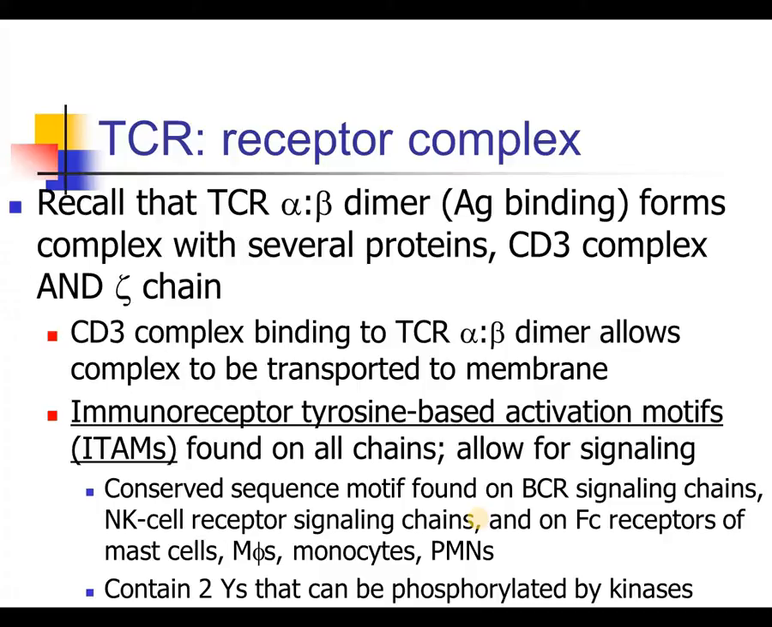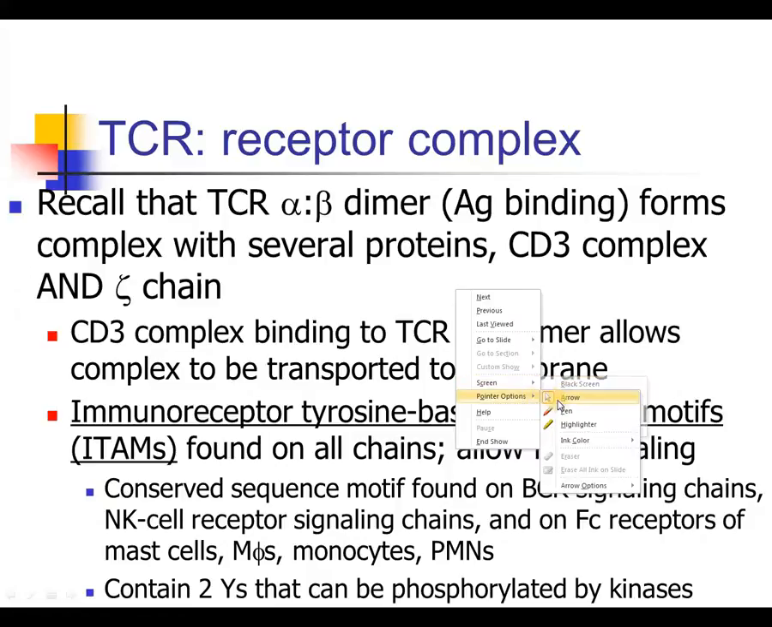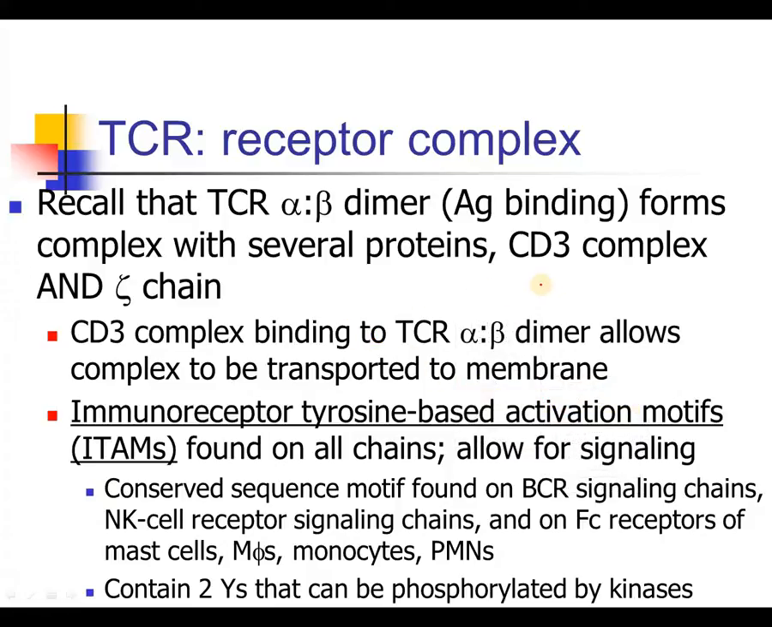I would like to refresh your memories that the T cell receptor complex is an alpha-beta dimer, a heterodimer. It's required for antigen binding, and it forms a complex with several signaling proteins like CD3 and zeta, things you already know. CD3 is a 3 protein complex, and zeta is a heterodimer. Again, things you've seen before. The CD3 complex binds non-covalently to the T cell receptor, and it allows the whole complex to be transported to the membrane.